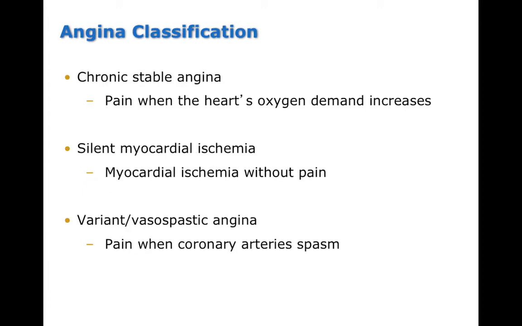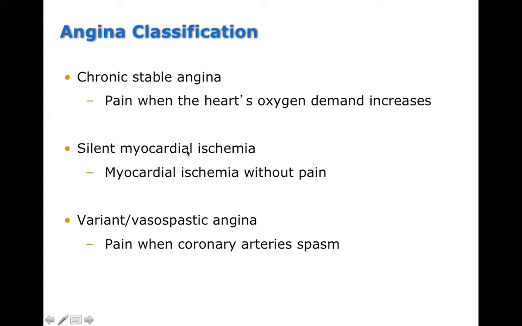So one of the forms of chronic ischemia is angina. Now, angina is intermittent ischemia without any long-term damage to the heart muscle itself. And so this is an important distinction because angina, although it's painful, doesn't cause heart muscle damage because it's just intermittent ischemia. And so there's different types of angina. Like there's chronic stable angina, where it's pain when the heart's oxygen demand increases. So this would be like you go to exercise and that's when you get the angina or heart pain.